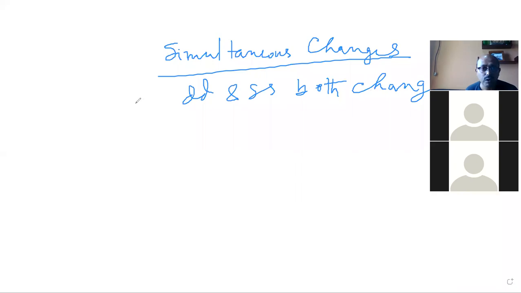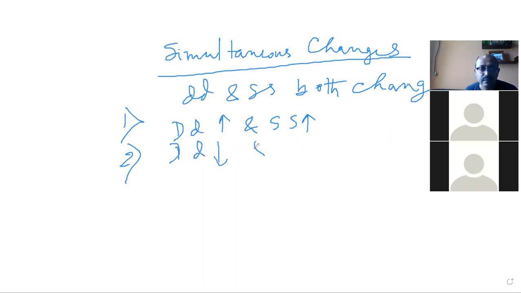Okay, so there are four cases. Case one, demand increases and supply also increases. Number two, demand decreases and supply also decreases.